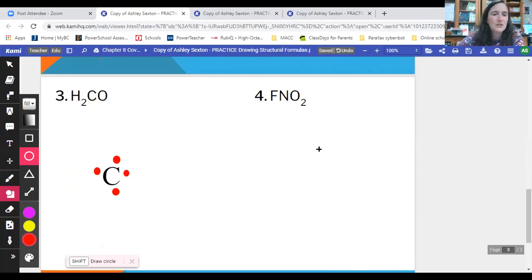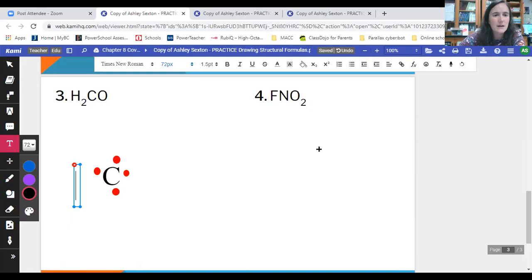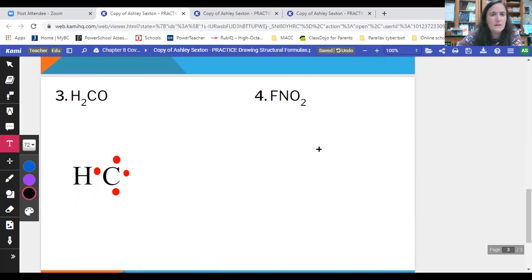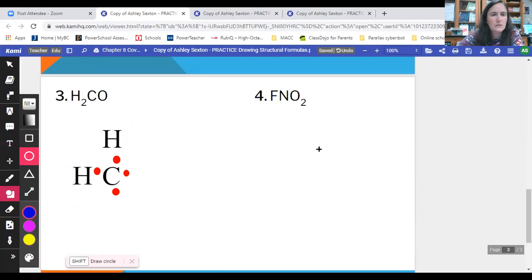I'm going to do the hydrogens next, just because there's 2 and hydrogen each has 1. So I'm going to just choose where hydrogen goes. It does not matter. Put 1 hydrogen here. And I'm going to put 1 hydrogen up here. And I'm going to move it because it's too close to that circle. And hydrogen was blue. I'm going to put that one there and that one there.